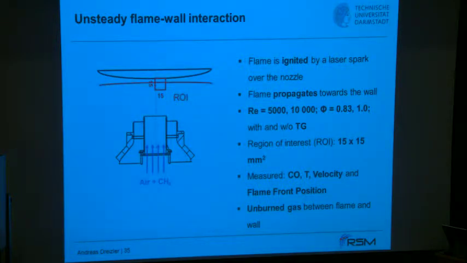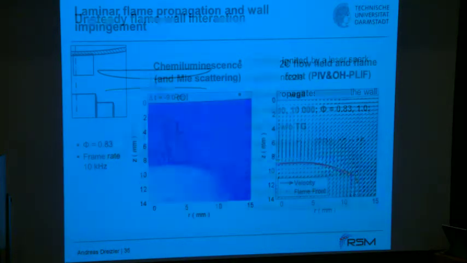What you see over here is, once again, the experiment. It's ignited, the flame propagates, and then comes into the region of interest. Again, here the Reynolds number, mainly we have done that with Reynolds 5000, different equivalence ratios, doing without turbulence grid being laminar, with turbulence grid being turbulent. And that is a situation which is very close to what you would expect in an engine, at least at early stages of flame wall interaction.